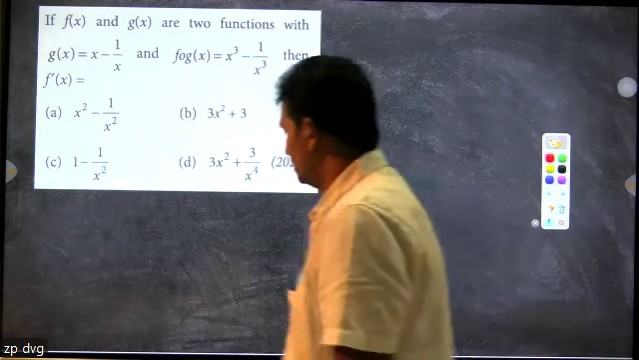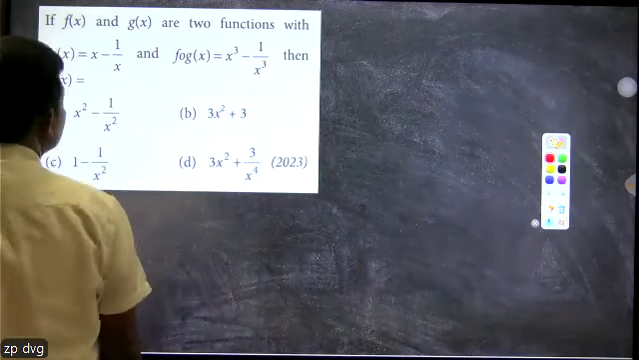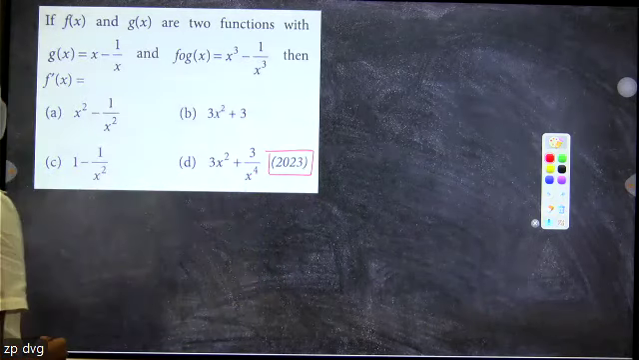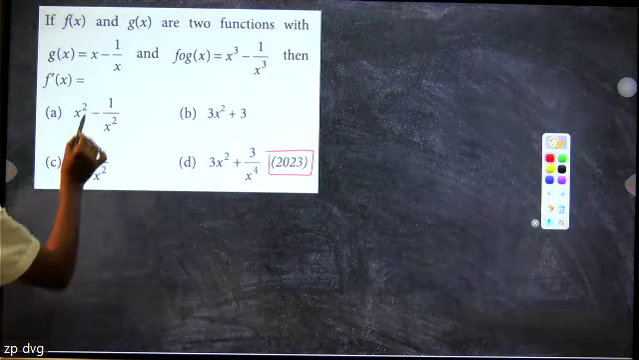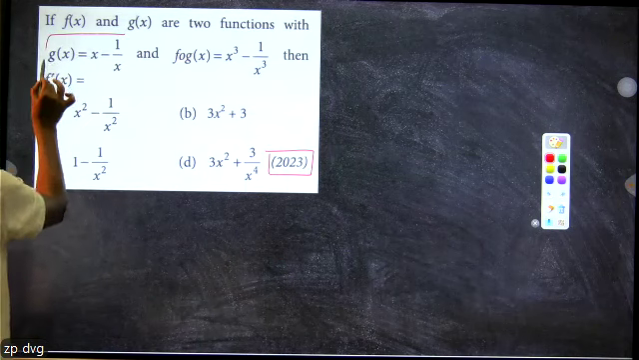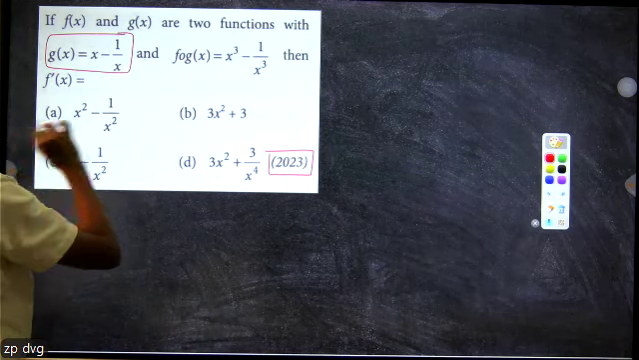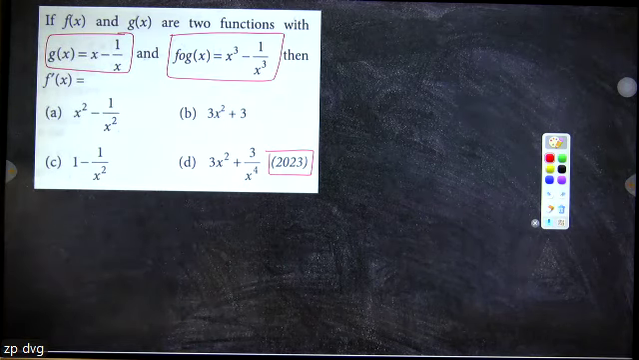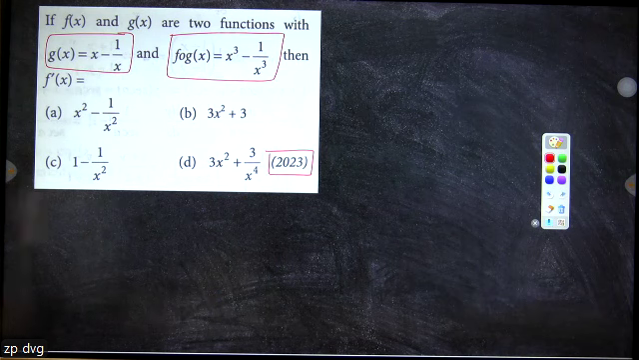You see, this is the question given in 2023. f of x and g of x are two functions. g of x is given like this. F circle g of x is x cube minus 1 by x cube. Then what is f dash of x?